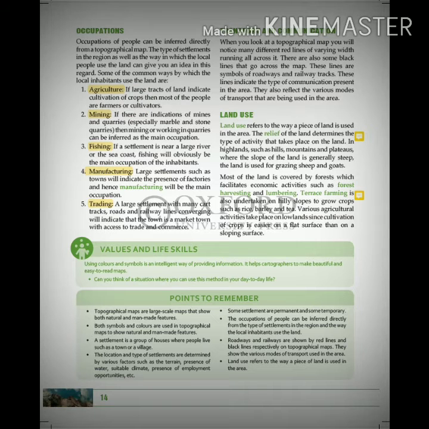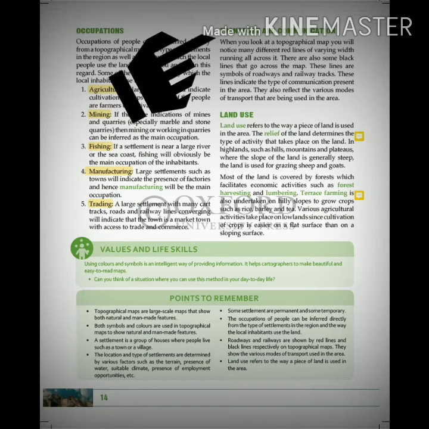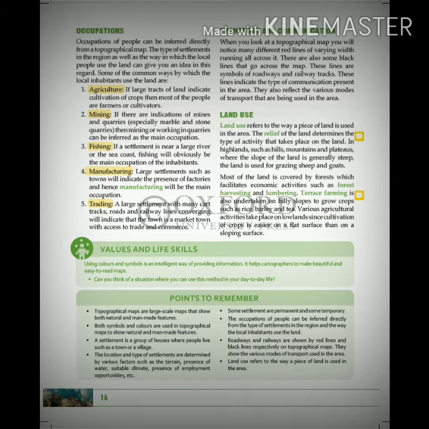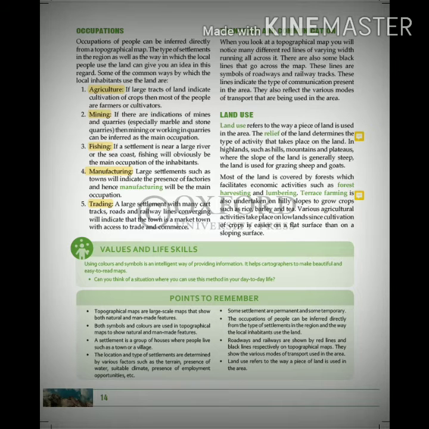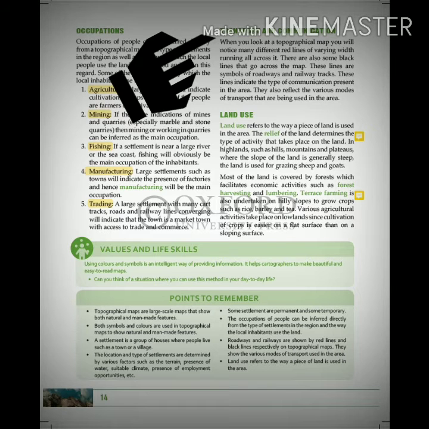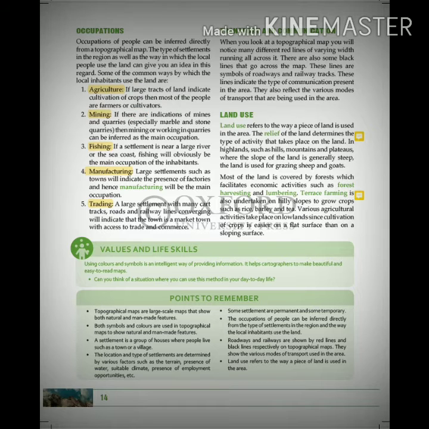When you look at a topographical map, you will notice many different red lines of varying width running all across it. There are also some black lines that go across the map. These lines are symbols of roadways and railway tracks. These lines indicate the type of communication present in the area, and they also reflect the various modes of transport that are being used in the area. So it is very clear that transport and communication can be understood by seeing the topographical maps.